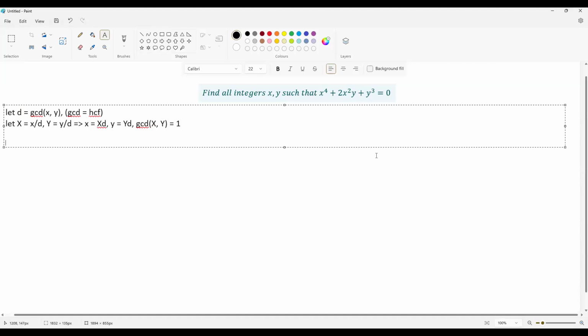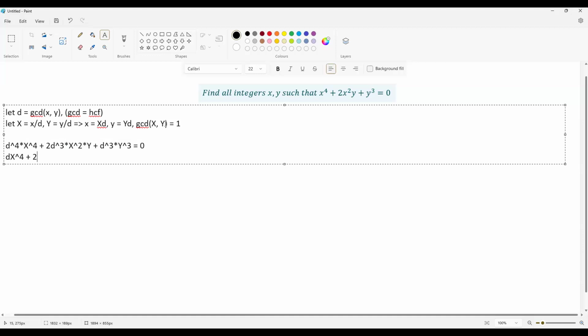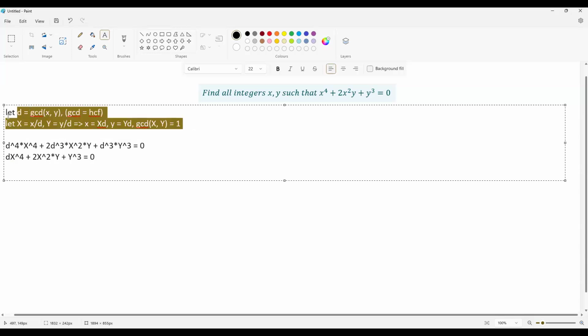Now what happens to the expression? Then we get d to the 4 x to the 4 plus 2 d cubed x squared y plus d cubed y cubed. Let me try and make this a bit easier to read. And now we can divide out the d cubed, right? Because this is equal to 0. So we get d x to the 4 plus 2x squared times y plus y cubed is equal to 0. And now what? Why did we even use this?